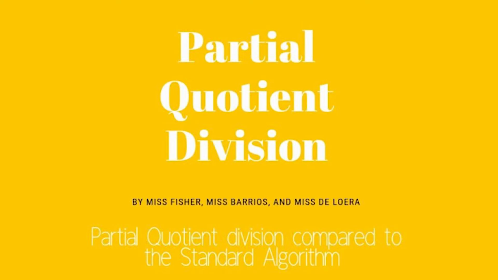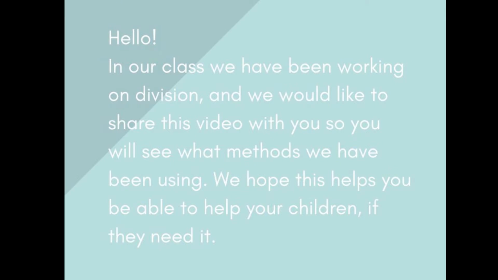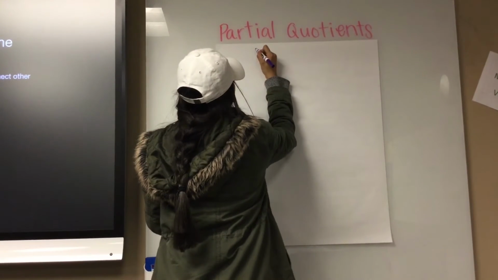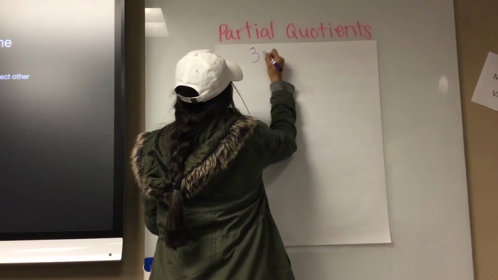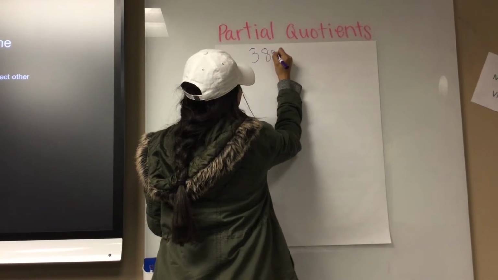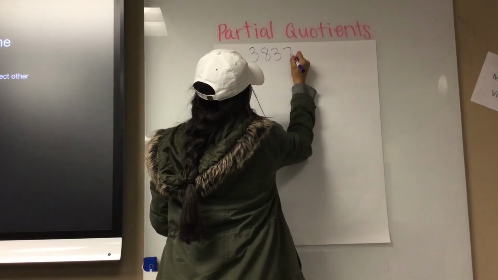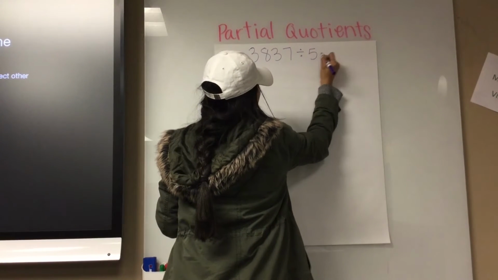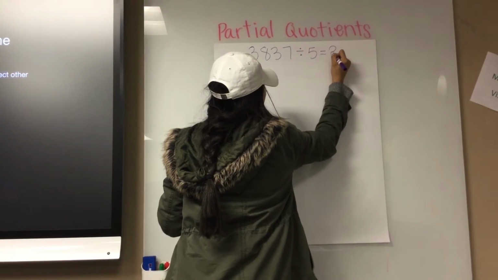So today we're going to talk about the difference between partial quotient division and regular division. So first we're going to go over partial quotients. We're going to do the problem 3,837 divided by 5. We're going to figure out what this equals.